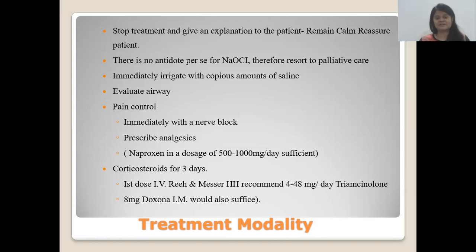Then prescribe analgesics like naproxen, 500 to 1000 mg per day. The dose will be sufficient. Then you have to provide corticosteroids for at least 3 days. The first dose can be given immediately IV, 4 to 48 milligrams per day of triamcinolone, and 8 mg of dexamethasone IM can be given to the patient over the next 2 days.